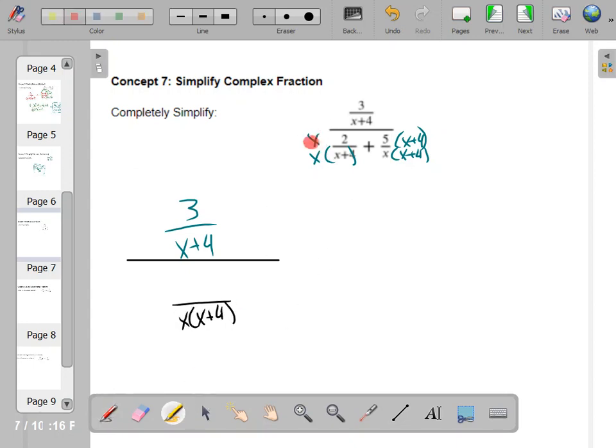I'm just looking at the top. What's in the top here? You have 2x plus, when you distribute, 5x plus 20. So that'd be 7x plus 20.